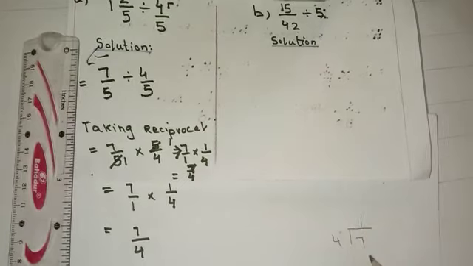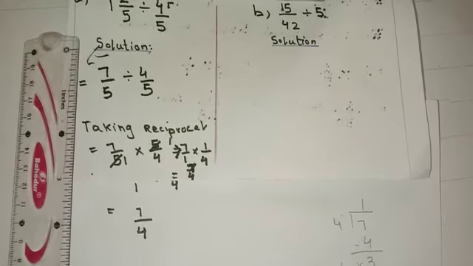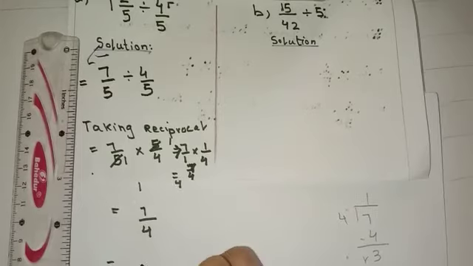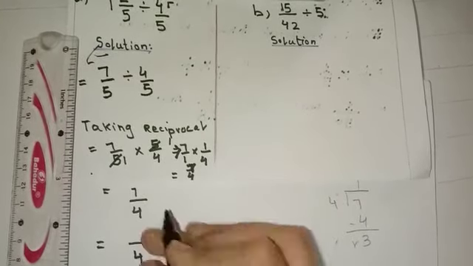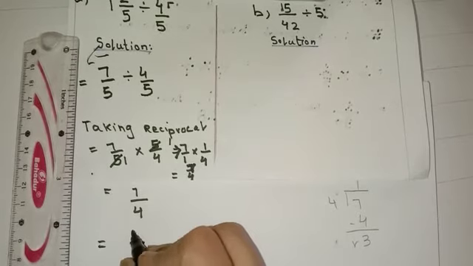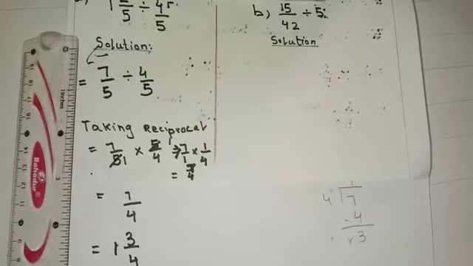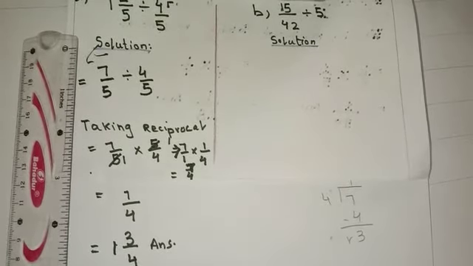4 ones are 4, 7 minus 4, 3. So the remainder is 3. How can we write it? Divisor in the denominator, remainder in the numerator, and quotient on the side. So 1 whole 3 over 4 will be your answer.